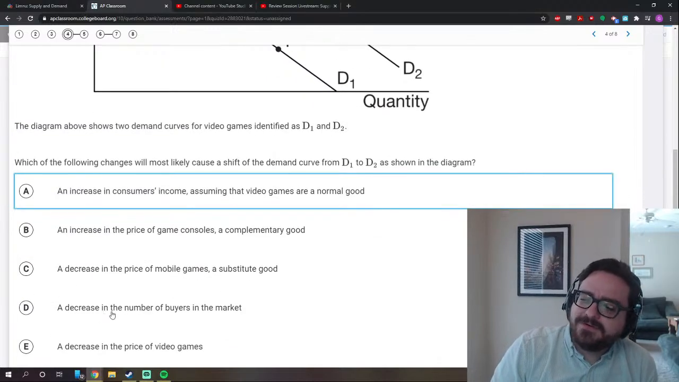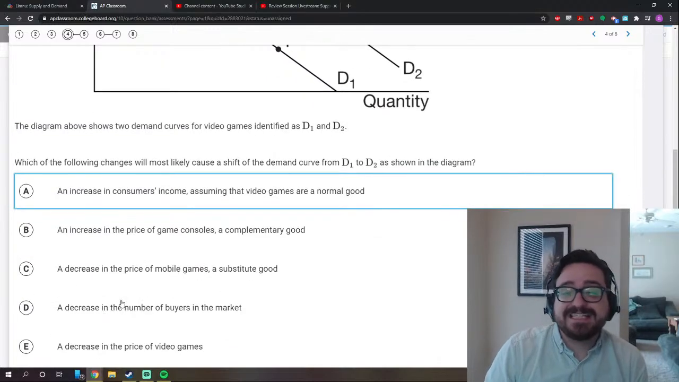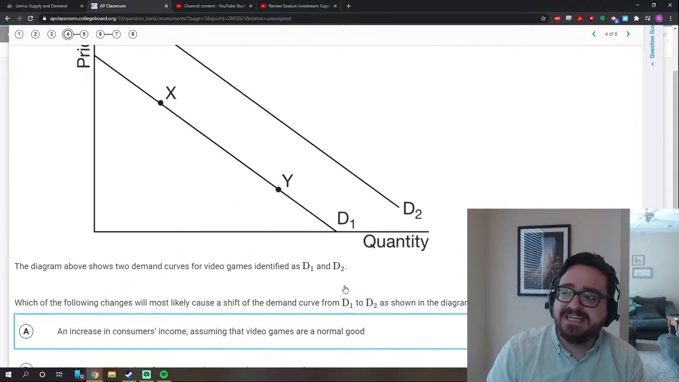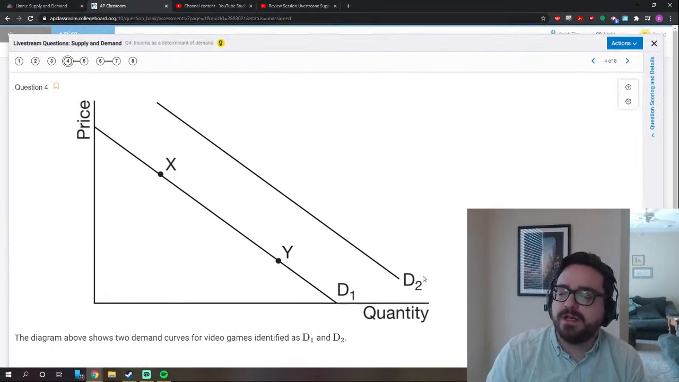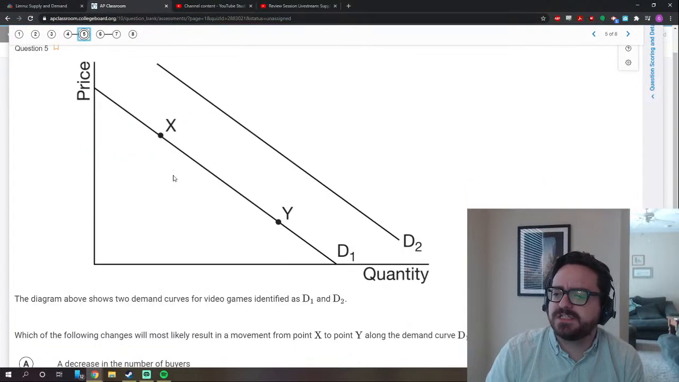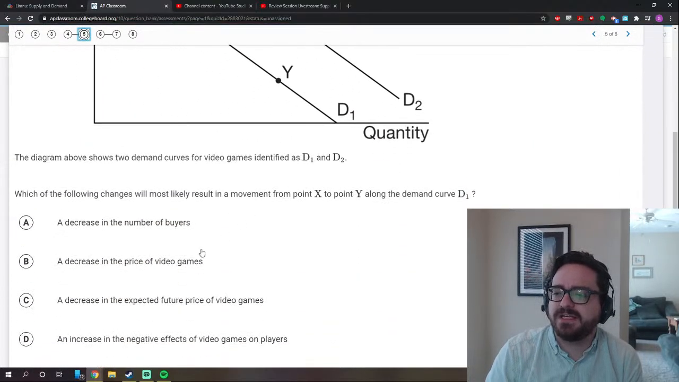And then D, a decreased number of buyers in the market. Again, fewer buyers means there's less total demand, so no. B, C, and D all decrease demand. E moves you from X to Y. A moves you from D1 to D2. I already mentioned this because 5 is asking you from X to Y. How do you get there?